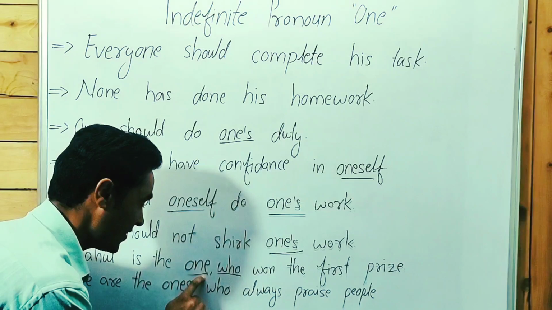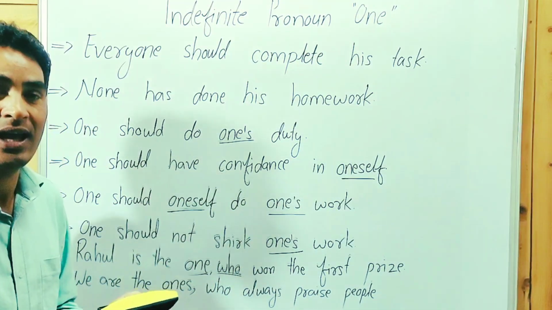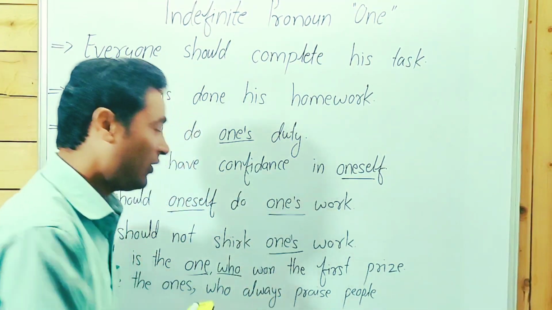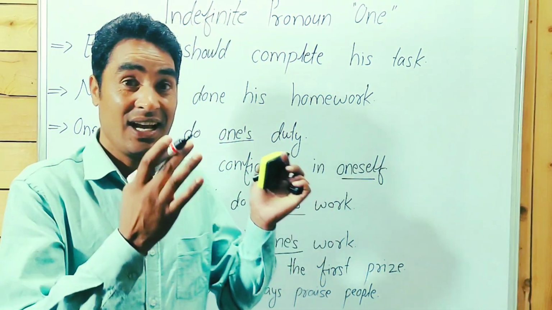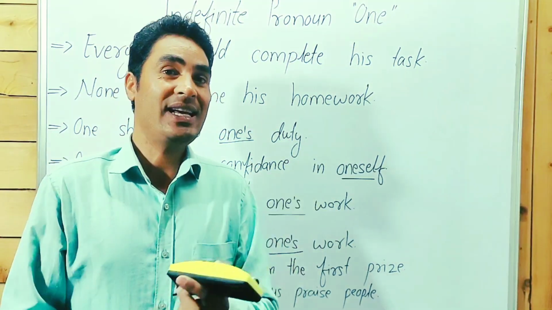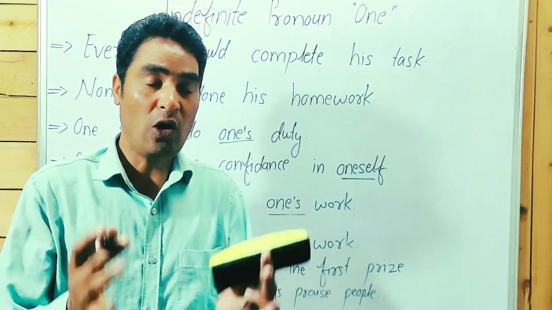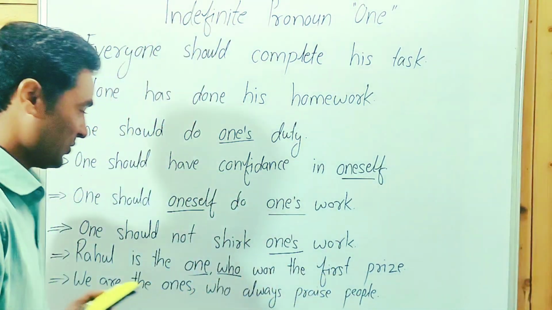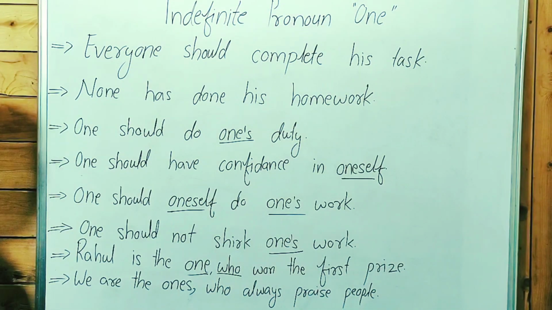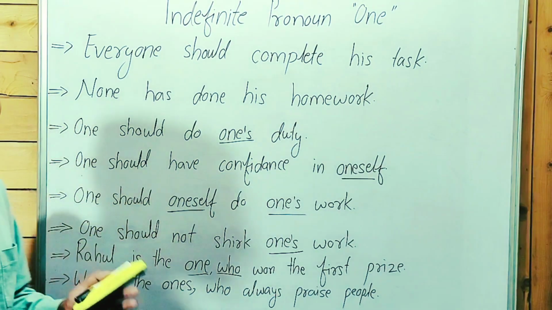Rahul is the one, singular. We are the ones, plural. We are the ones who always praise people. They are the ones who always praise people. They are the ones who always help people, help the poor, whatever you want to say. I hope you understood.